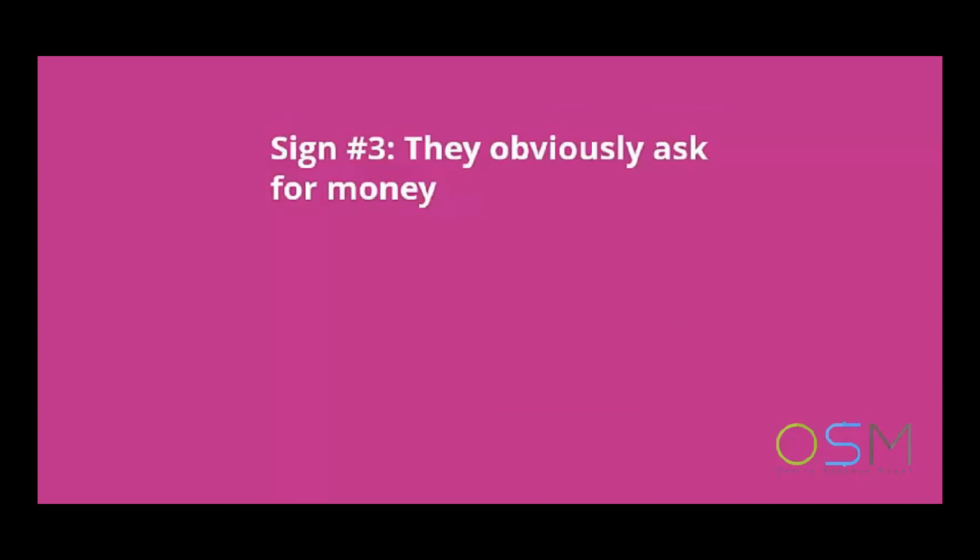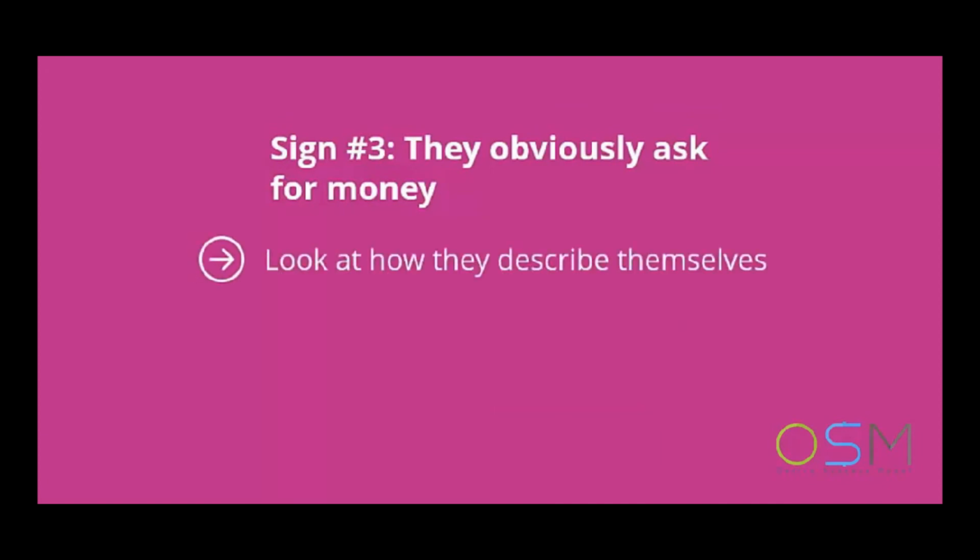Sign number 3, they obviously ask for money. Take a look at how they describe themselves. If it's obvious they take payments in the biography, it could be that that's all they're interested in. Be suspicious if they're pushy towards just these payments. Chances are if this is all they are after, then they're going to be a fake account just trying to get those dollars.